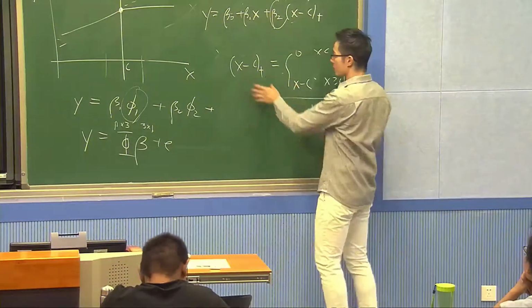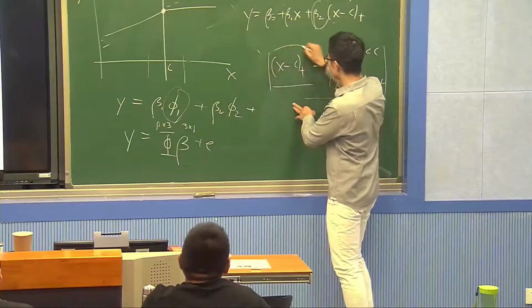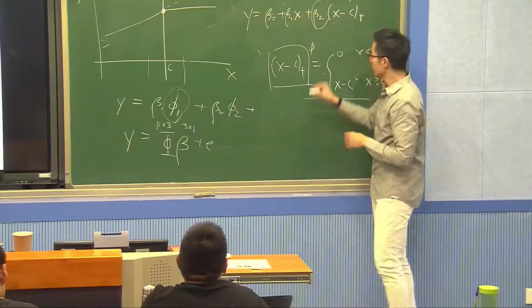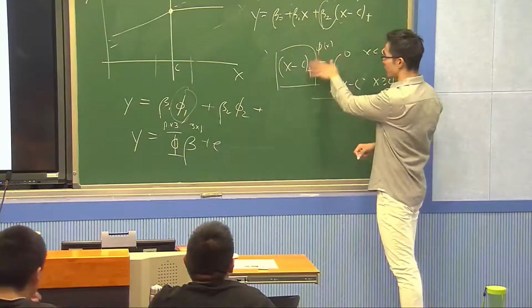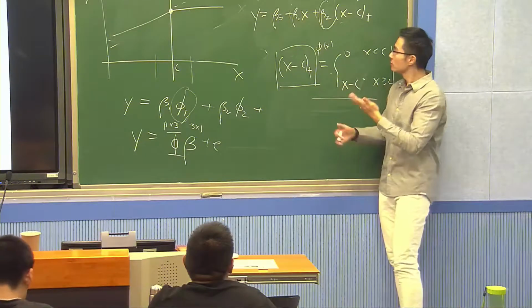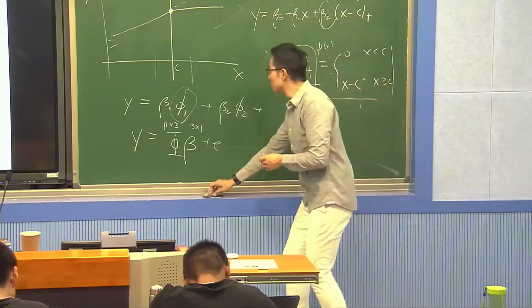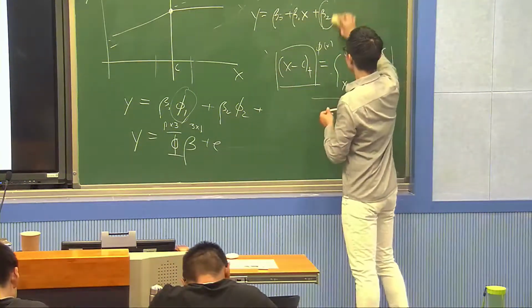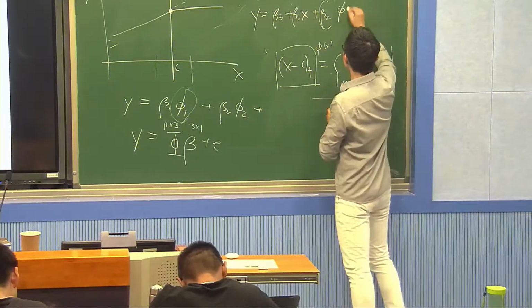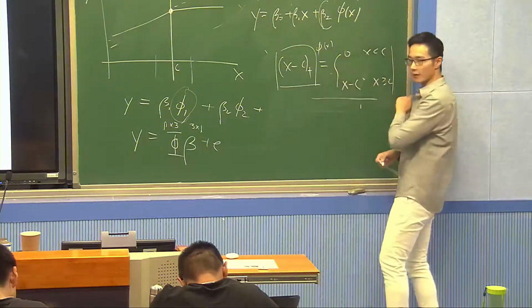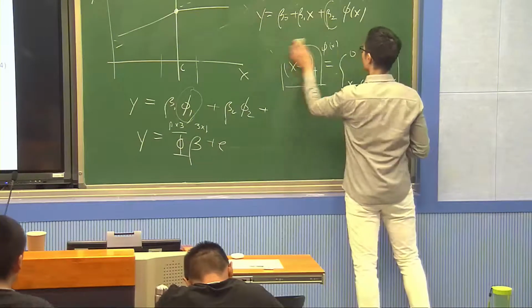And what is this? This is essentially a basis function, right? It's just a basis function, phi of x, because it's a function of x. So we end up defining a basis function that is defined like this.